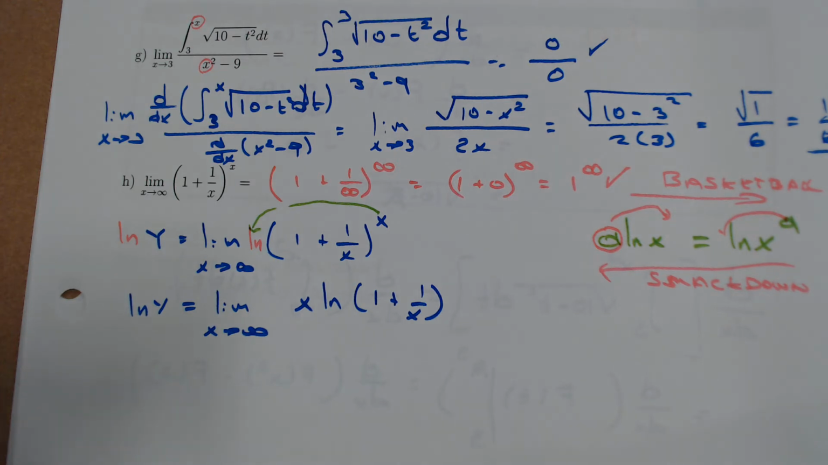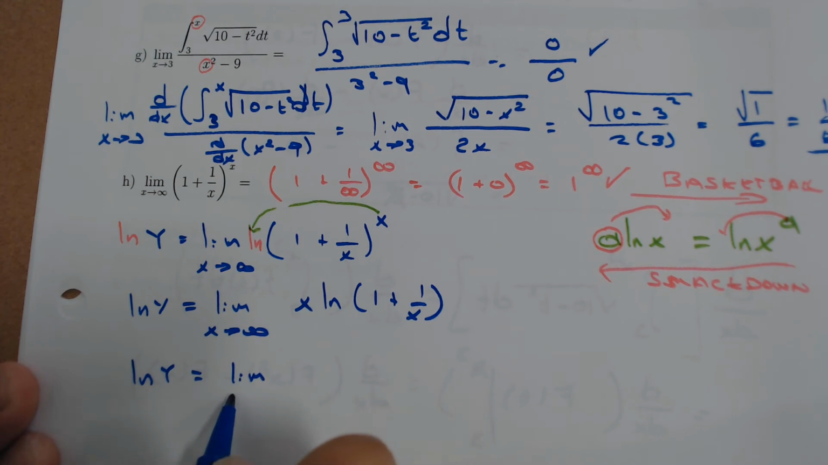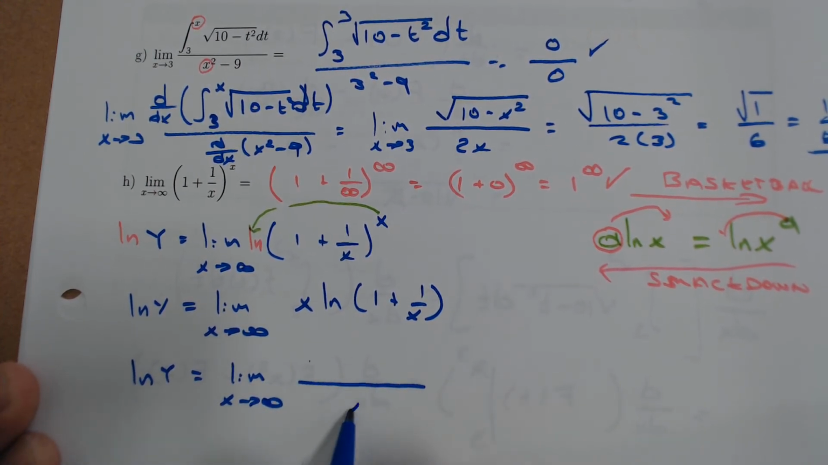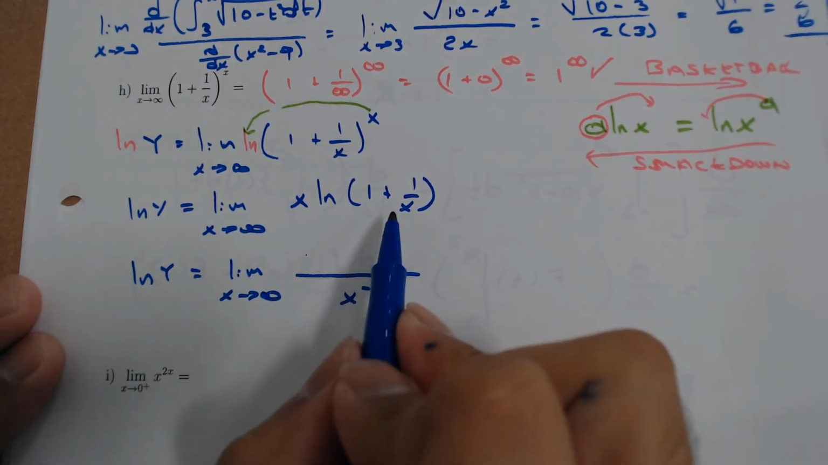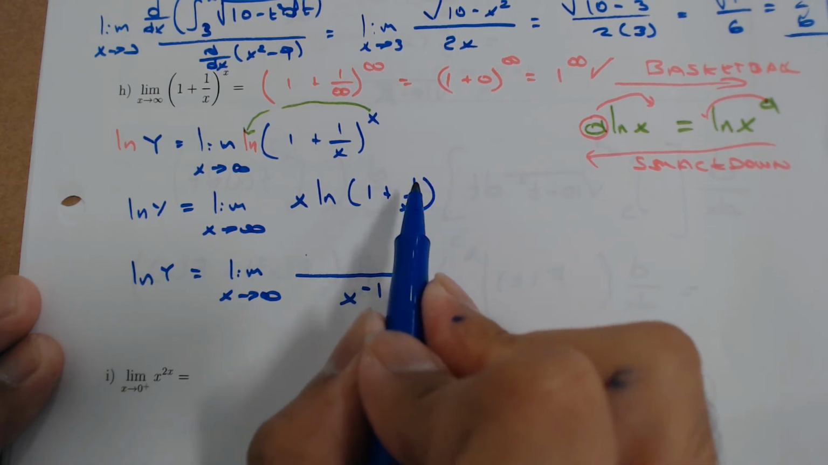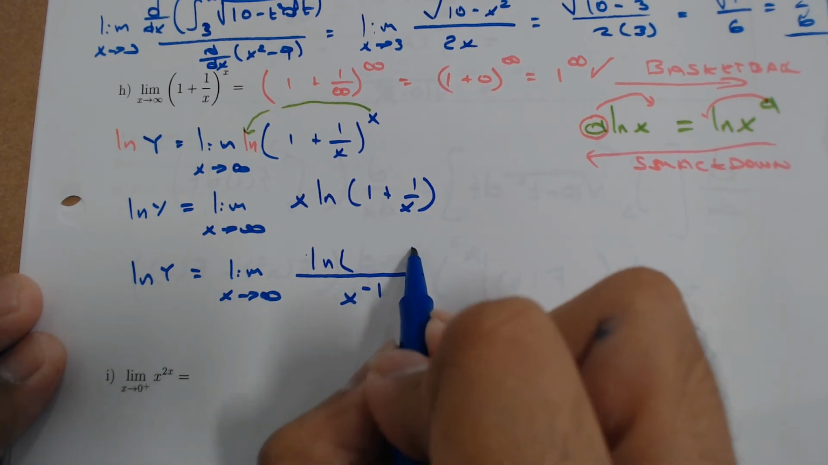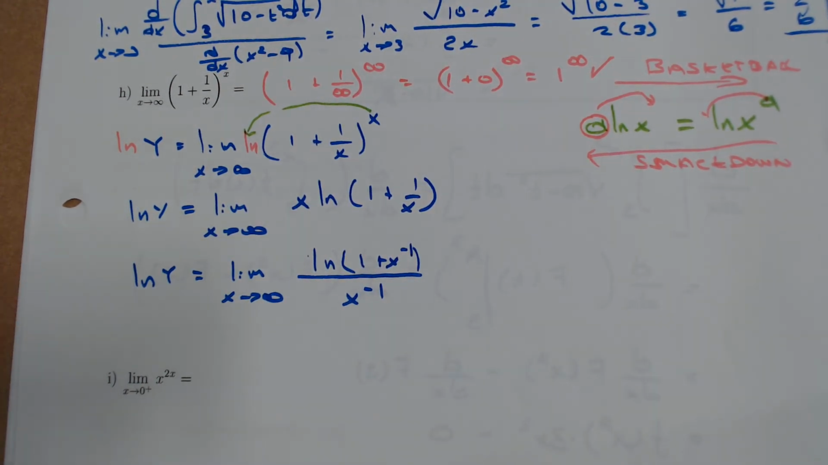So this is what we're going to do. ln of y equals the limit as x approaches infinity. Let's write down this x as x to the -1 in the denominator. And at the same time, I'm going to write this 1 plus 1 over x, which is the argument of this logarithmic function, as 1 plus x to the -1. This way will be a lot easier to differentiate. All right? Questions up to this point?